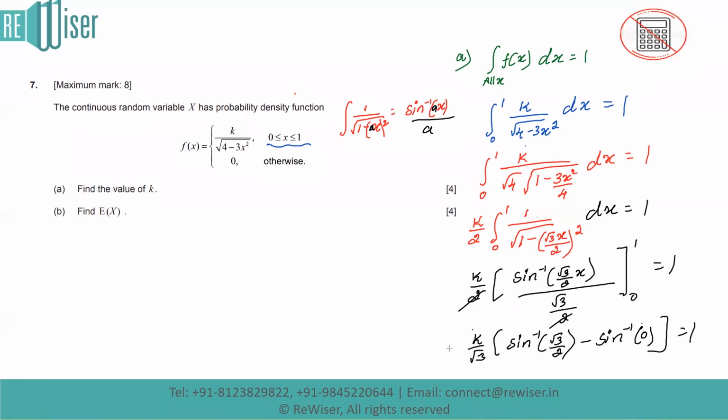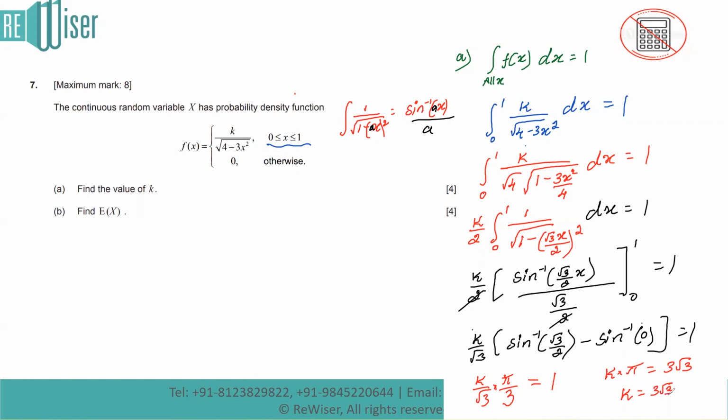From here, we just need to solve for k. We know the sine inverse of root 3 by 2 is 60 degrees, but we should never write 60 degrees here, because all this root 3 and everything does not have a unit like degrees. It is unitless, so you should always use radians. In radians, sine inverse of root 3 by 2 is pi by 3, and sine inverse of 0 is 0. And this is equal to 1. When I solve for k, 3 into root 3 goes to the other side, so k times pi is equal to 3 root 3. So the value of k is 3 times root 3 divided by pi, and this is the right answer for this sum.